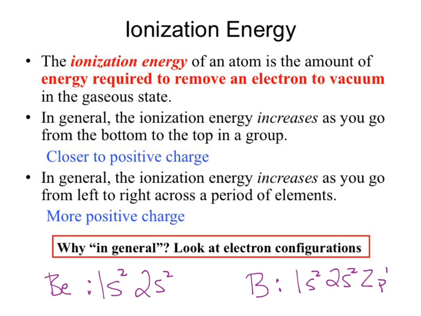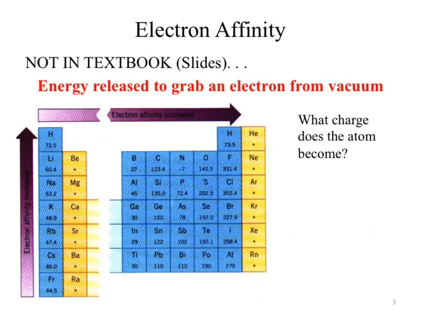Okay. Remember, your p orbitals are higher in energy than your s. Kind of makes sense with that. I believe the next thing I talked about was looking at the electron affinities. This table is not the greatest one, and it's not, as far as I can tell, shown in your textbook. So we're just going to kind of cursorily look at this.